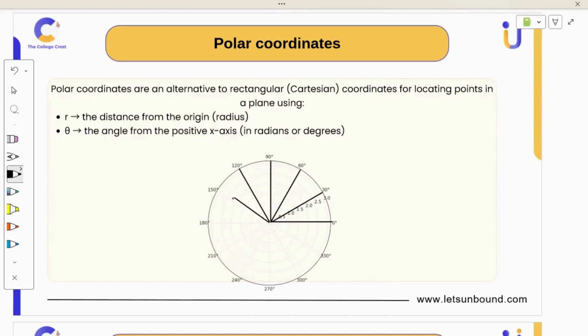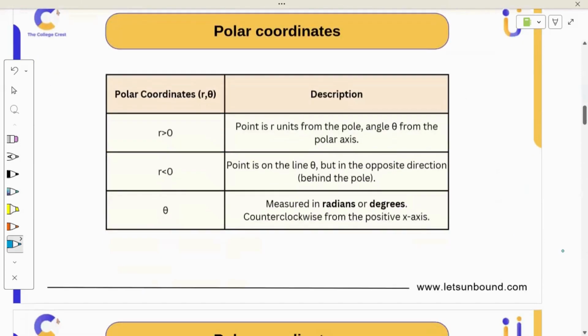So if you know the angle and the radius, you can mark the point. For example, you need an angle of 30 degrees and radius 2. If this is radius 2 and 30 degrees here, so it is 2 comma 30 degrees. Got it? Even in radians we can do that, not only in degrees. Now, when r, the radius, is greater than 0, the point is r units from the pole, at angle theta from the polar axis. But sometimes r will be negative, by convention.